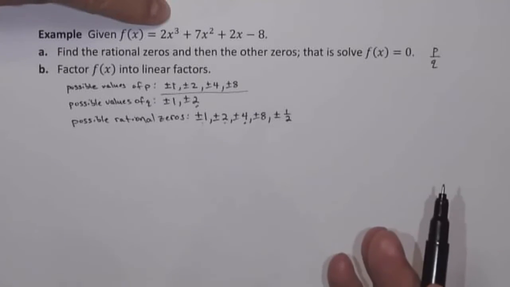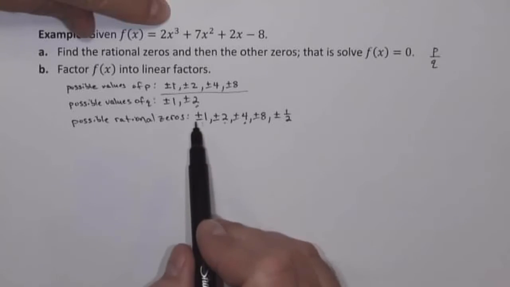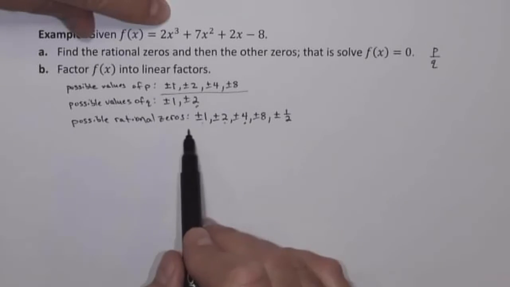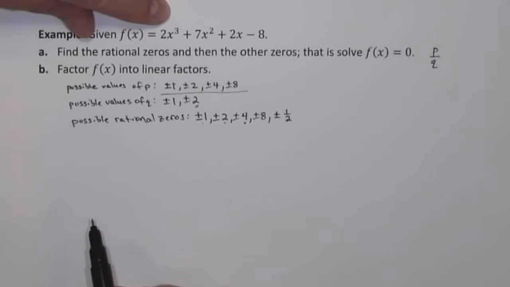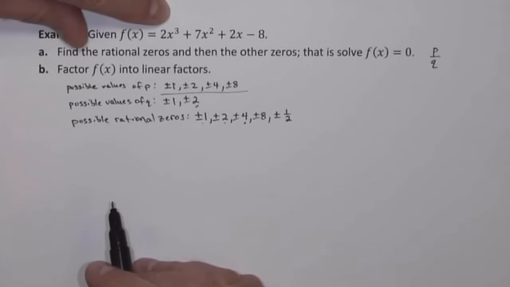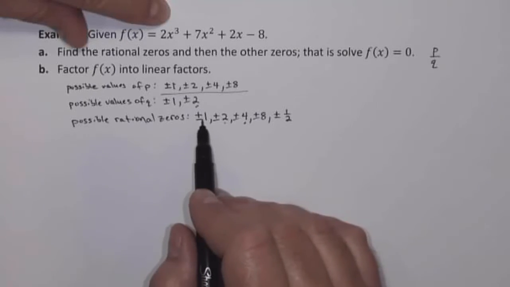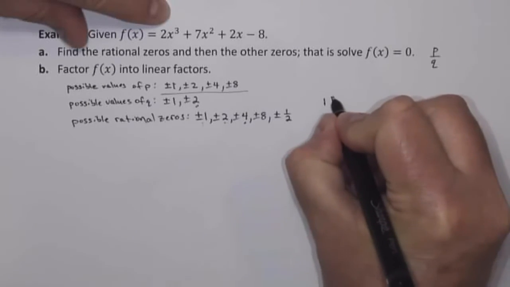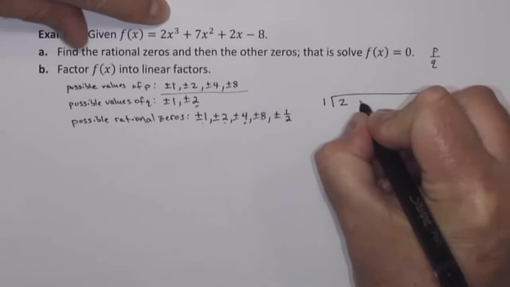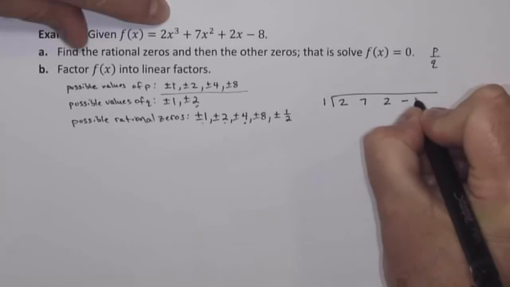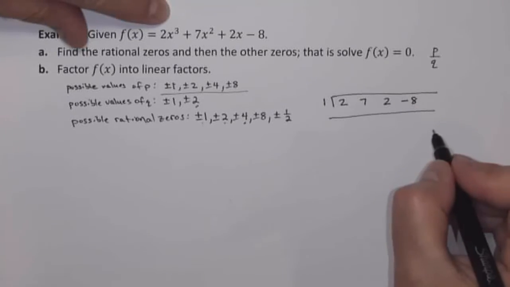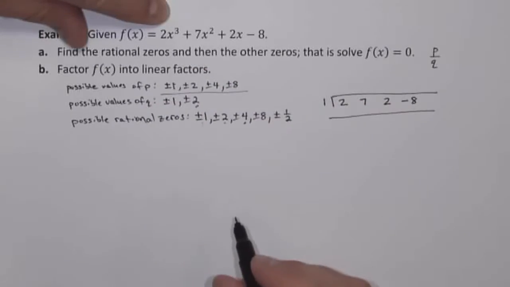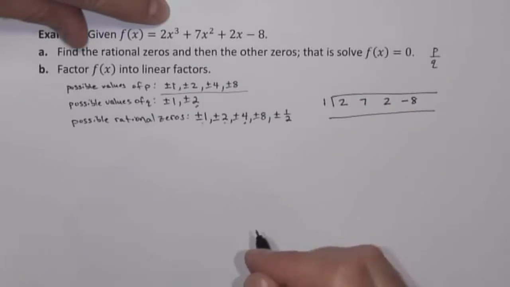So this is just going to be a trial and error situation. So I'm going to check to see, is positive 1 a 0? Is negative 1 a 0? Is 2 a 0? Is negative 2 a 0? And so on until we find all of the zeros. So I'm going to use synthetic division for this purpose. If 1 is a 0, then I should be able to use synthetic division, and it should come out with the remainder of 0. If it comes out with the remainder of 0, then 1 is a 0. If it doesn't come out with the remainder of 0, then 1 is not a 0.